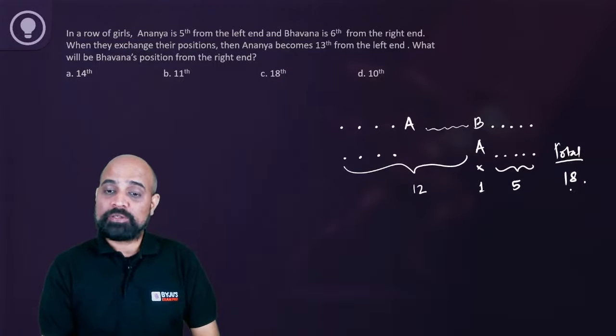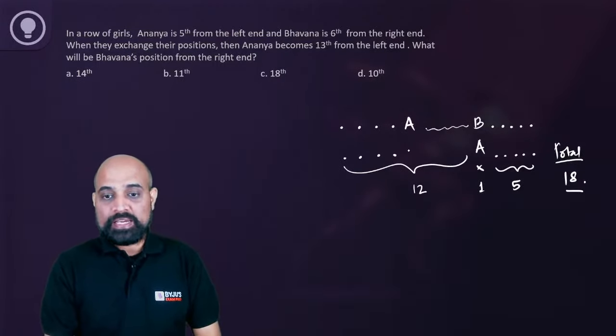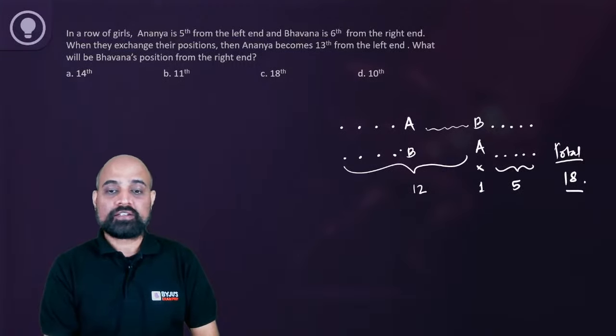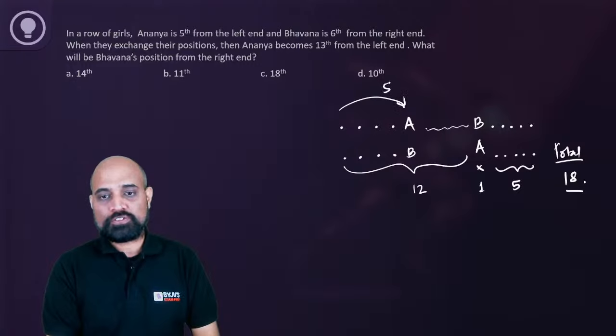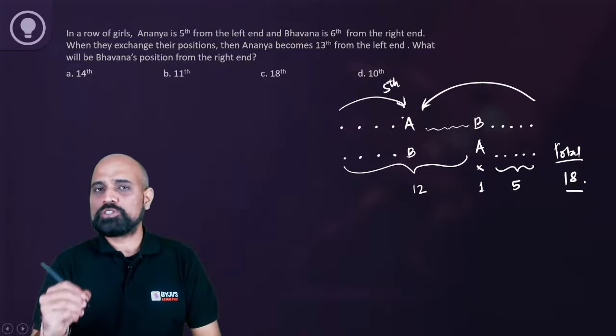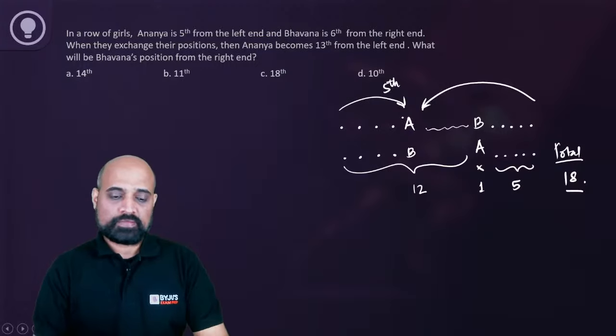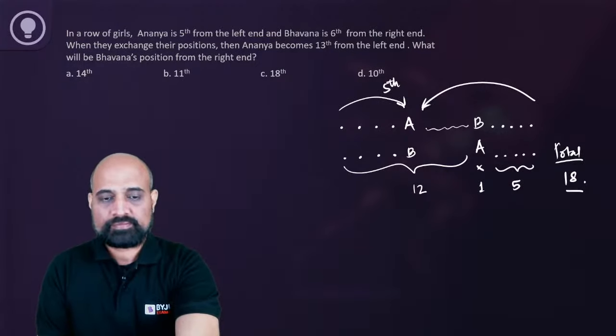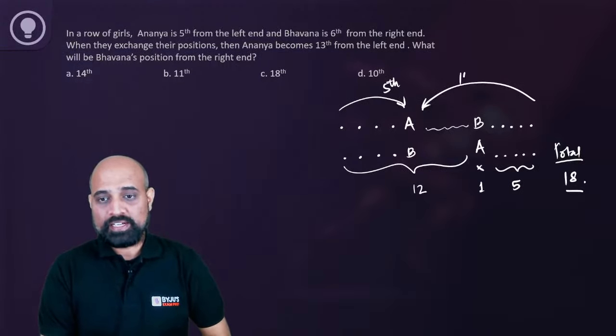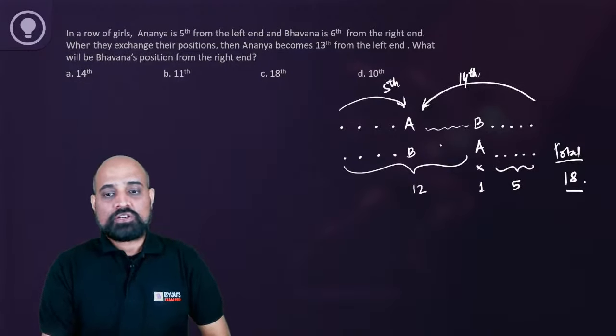If there are total 18 people in the queue, then when B takes her position, and if she is at Ananya's previous position, what would be her position from the other end? Well, if she is 5th from left, then is she going to be 12th, 11th, 14th, 18th? कौन सा position होगा? दूसरे एंड से. क्या लगता है? 14th होगा, right?